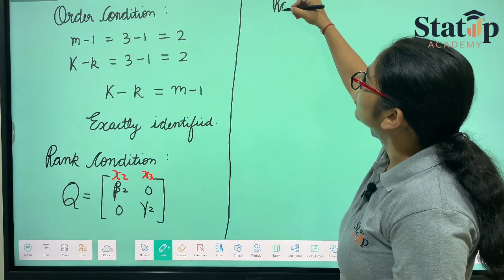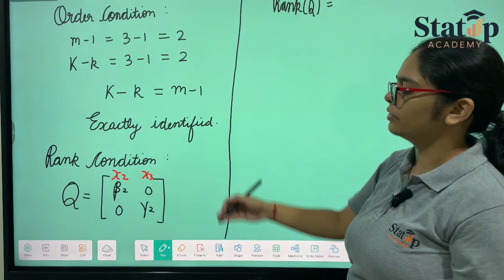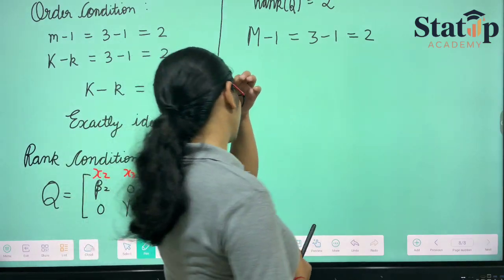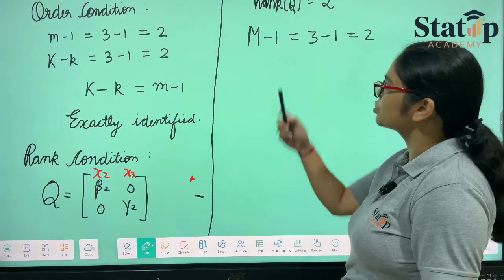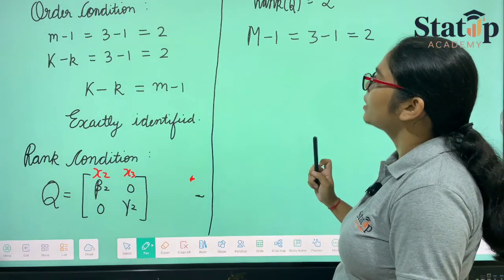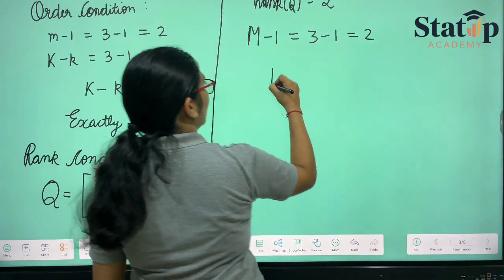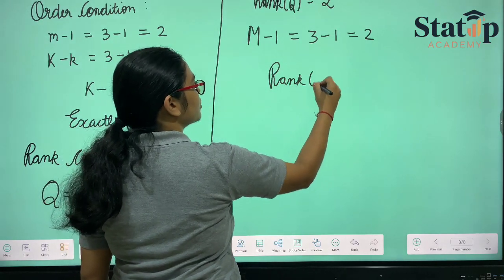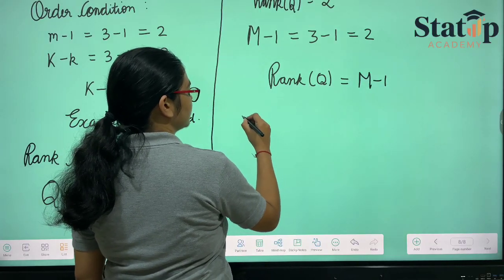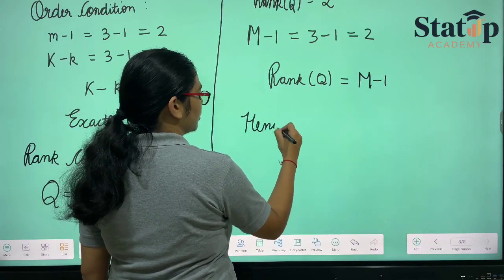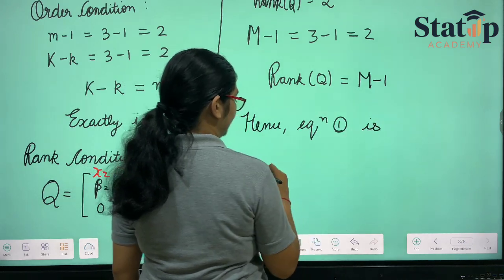So rank of Q, as we all can see, the rank is equal to the number of non-zero rows in a matrix. So here the number of non-zero rows is 2. So rank of Q is 2. Now what is capital M minus 1? Capital M was 3. 3 minus 1 is 2. Hence we can say that rank of Q is equal to capital M minus 1. And hence equation 1 is identifiable.